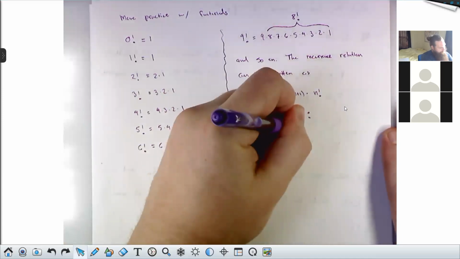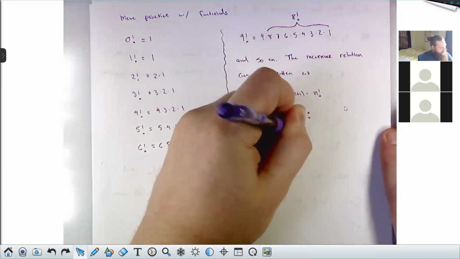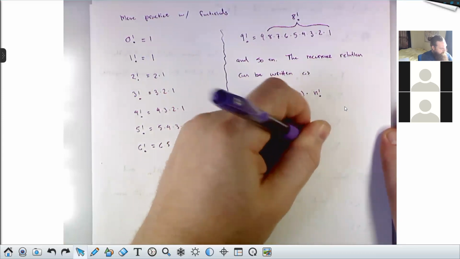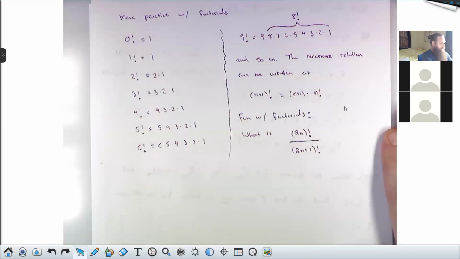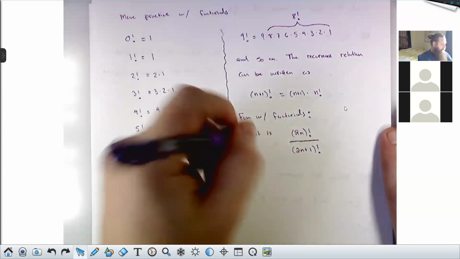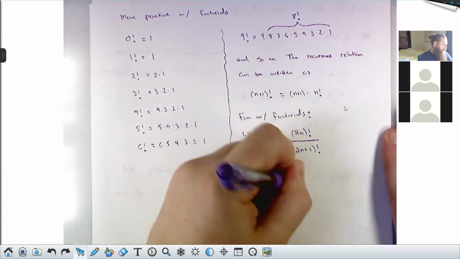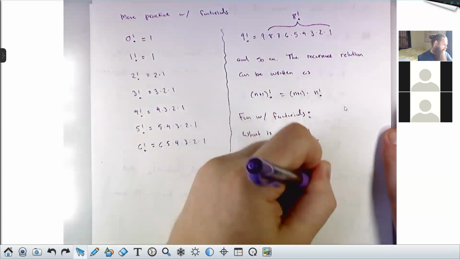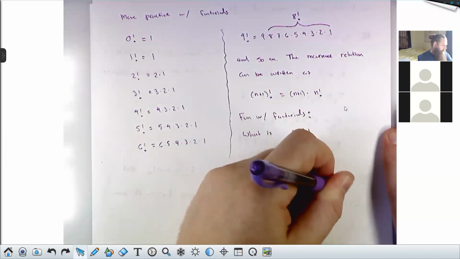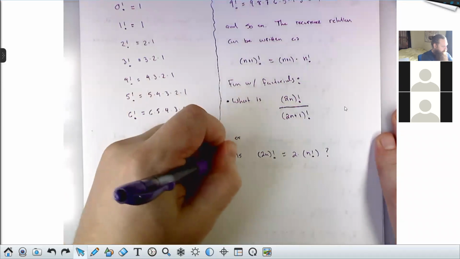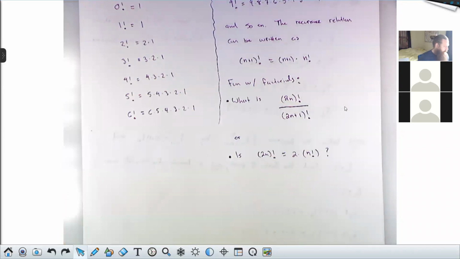What is, let's say, 2n factorial divided by 2n plus 1 factorial? Or is 2n factorial the same as 2 times n factorial? What other silly things like this can we talk about? So just different things for you to poke your brain with. What else is fun?